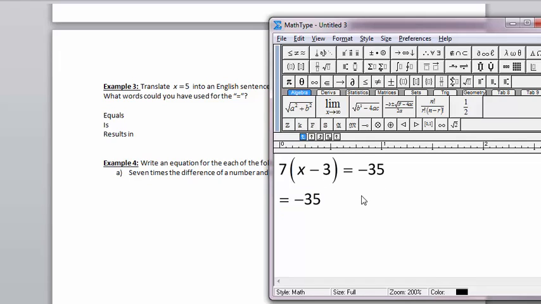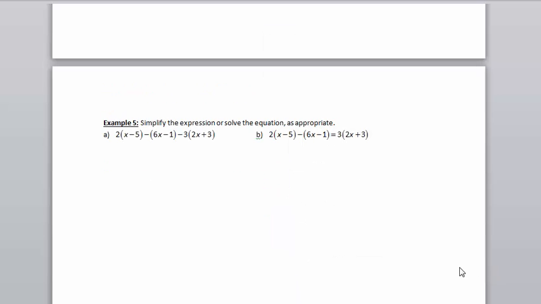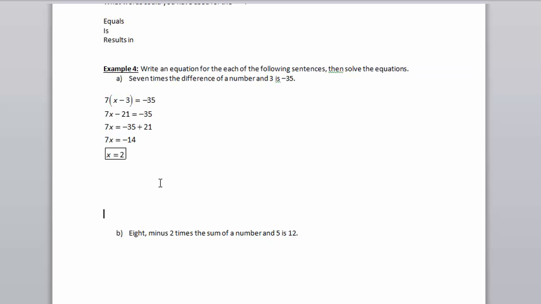When we solve it, we're going to start by distributing. So we're going to have 7x minus 21 on the left. If we add 21 to both sides, we'll come up with 7x equals negative 14. In example 5, we're going to simplify the expression or solve the equation as appropriate.